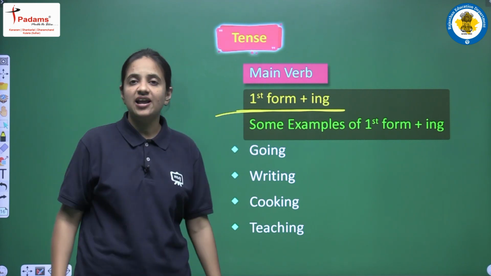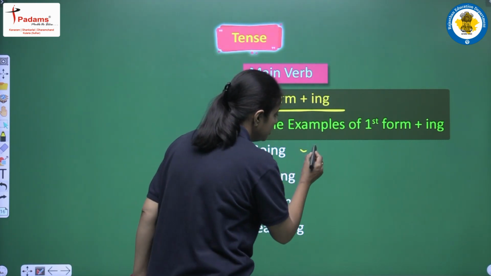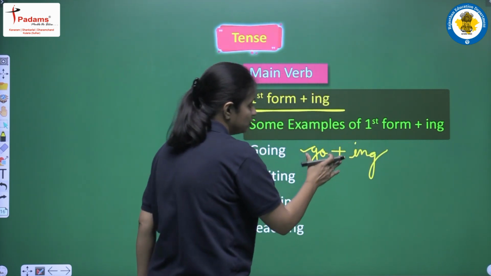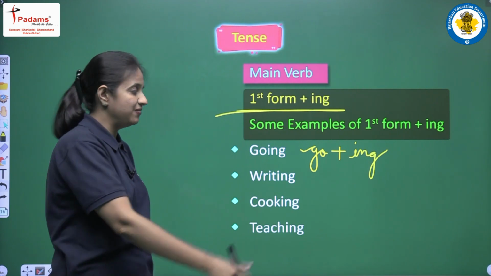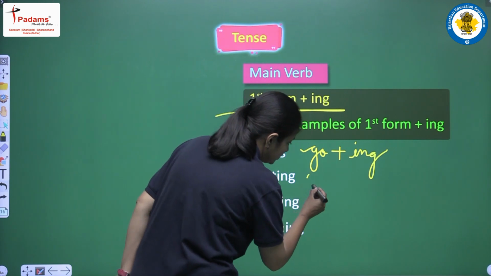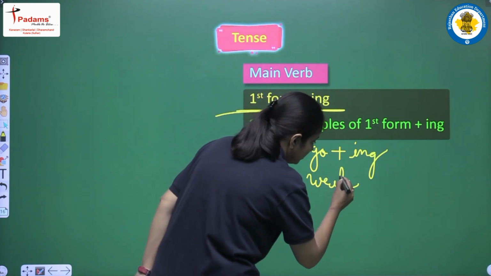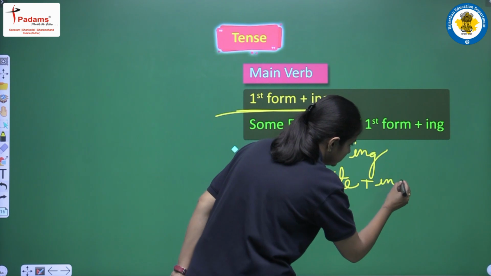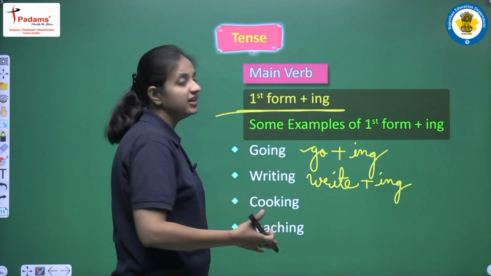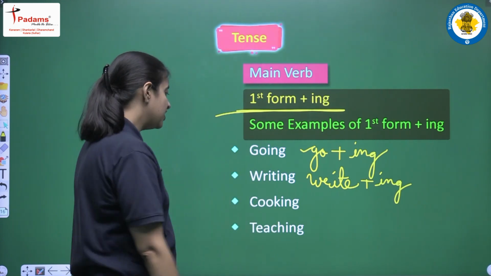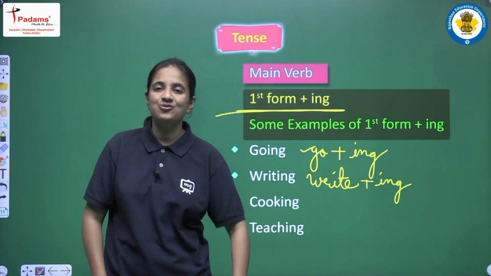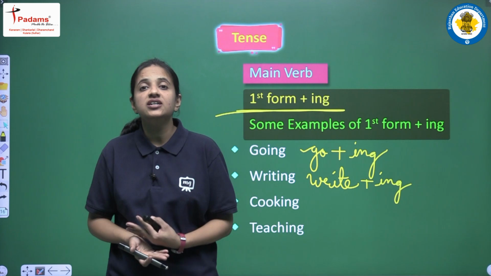So now we are having some of the example that how can we add ing. So first of all we are having go. So go is basically go plus ing. Okay, so first form is go, हमने उसमें ing add कर दिया. So now we are having a new word, that is going. Okay, second is writing. Again first form is write and we add ing. So write plus ing, it will be writing. Similarly, we are having cooking, that is cook plus ing. Next, we are having teaching, that is teach plus ing. So in this tense, we have to add ing along with the first form.